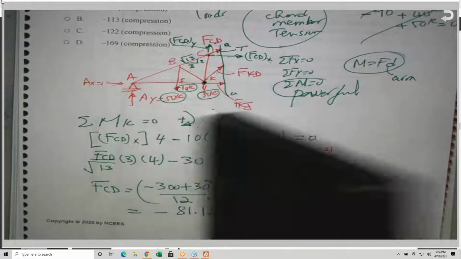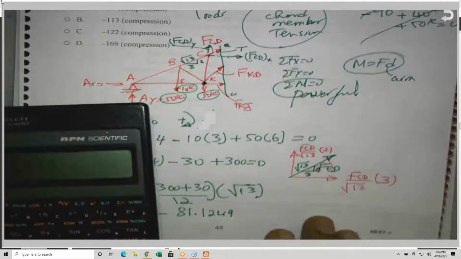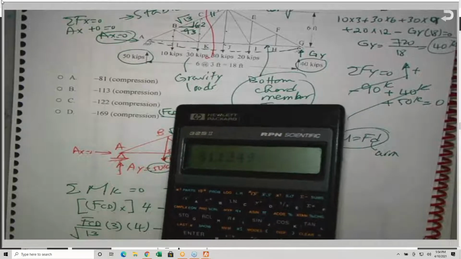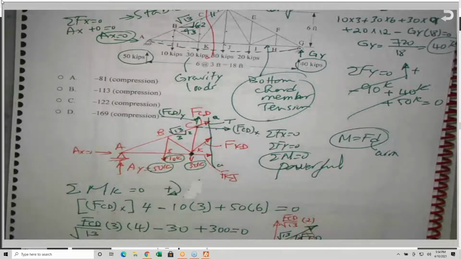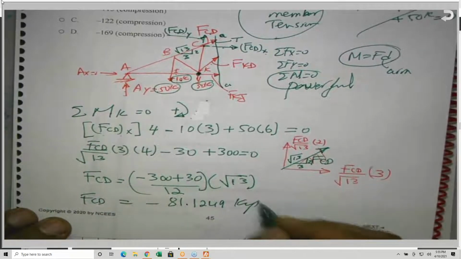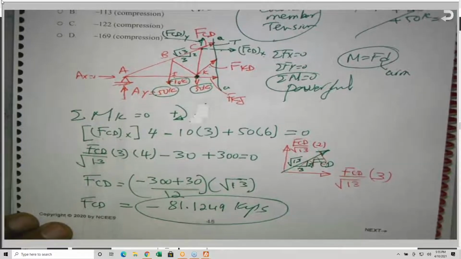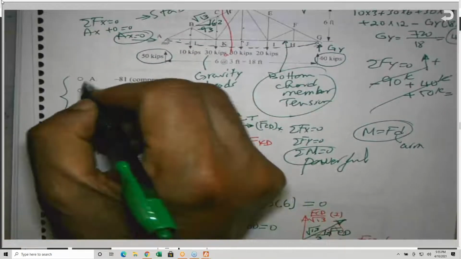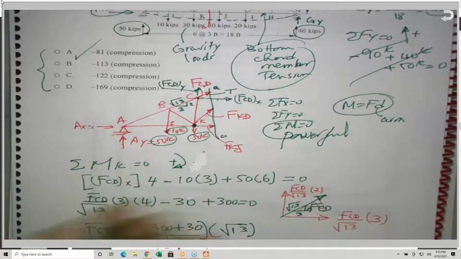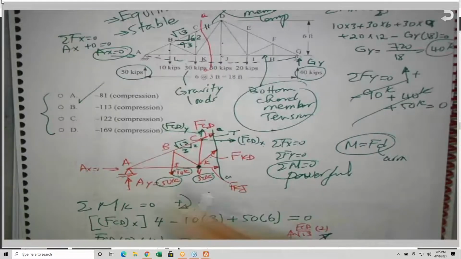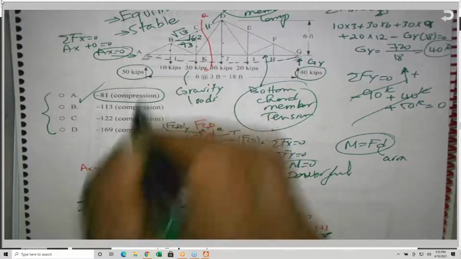81, and you should check the calculator policy. The NCEES has a calculator policy. See if you are using the HP or the TI or whatever, as I told you last time. So this is FCD, and this is in kips. I have 4 answers, A, B, C or D. I found 81 is the closest one, so this is my answer, and I hope this is the answer given in the solution. If not, we can figure out what happened, but this will be my answer.